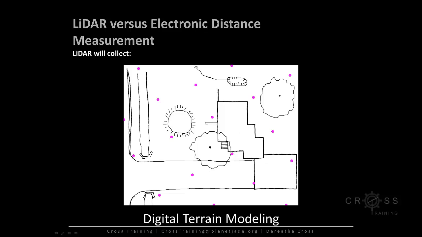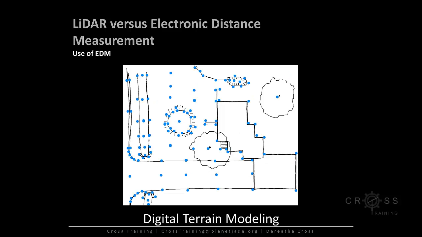Now if we use the EDM method where we go out there with the total station and actually collect data, we have total control over what we sample in this landscape. So we may decide, okay, let's go out and let's get each of the corners of these buildings, the elevation of each of these corners, the elevation on the top of this retaining wall and the bottom of this retaining wall at strategic points. Same thing over here.